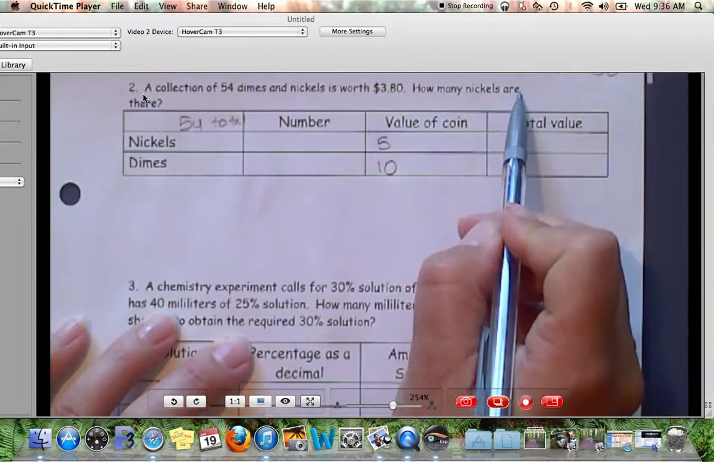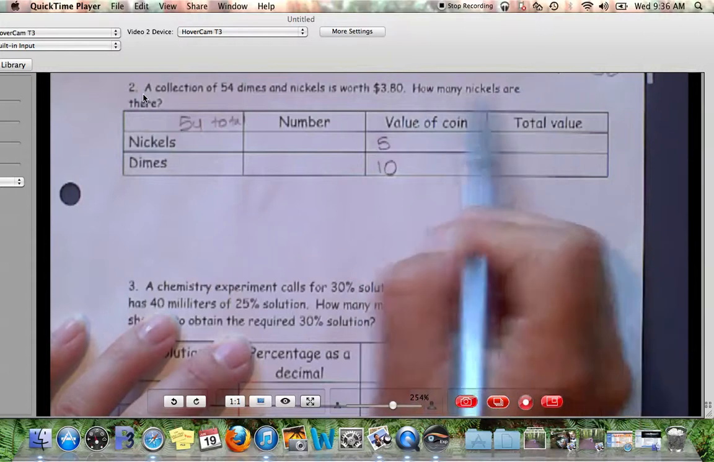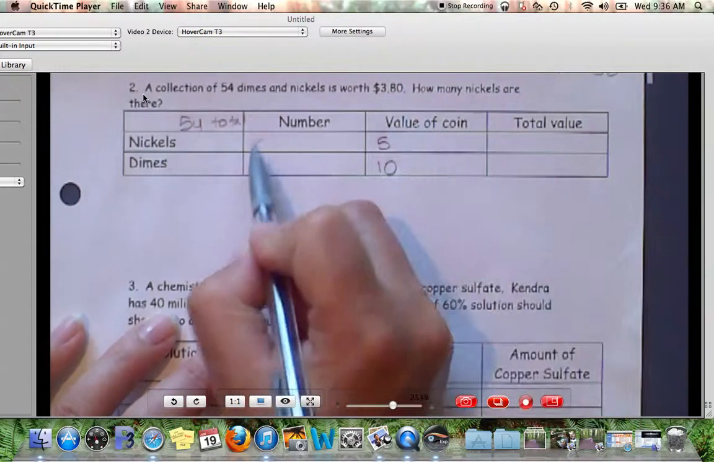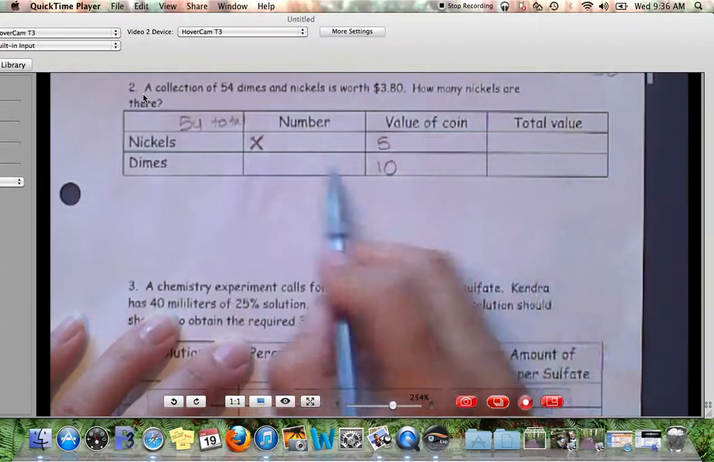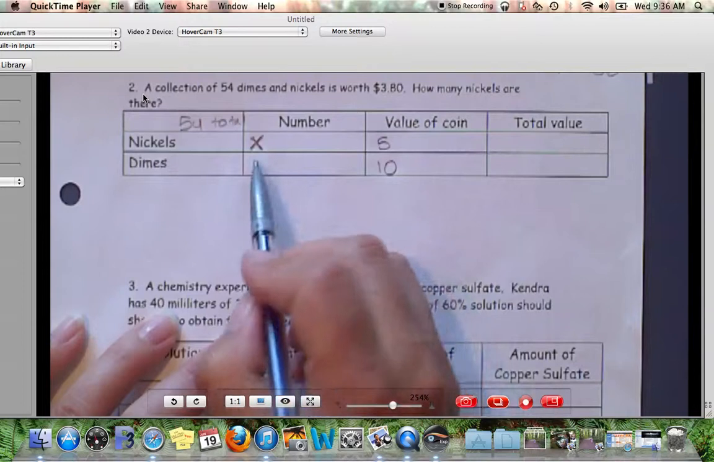So you probably want to call the nickels X. Hopefully you did call the nickels X. Now if you didn't call it X, it doesn't matter. You can still get it all right if you called the dimes X.